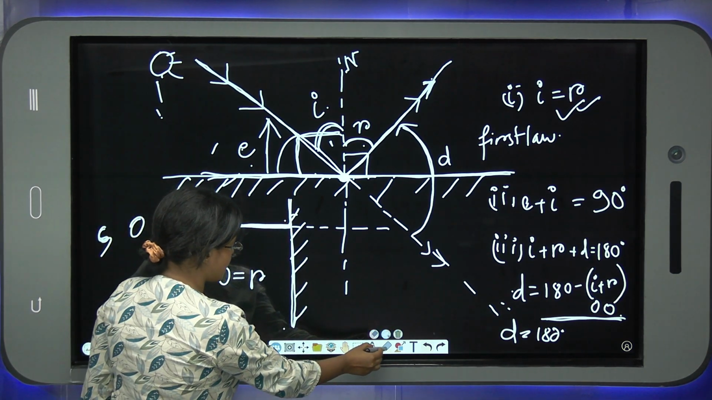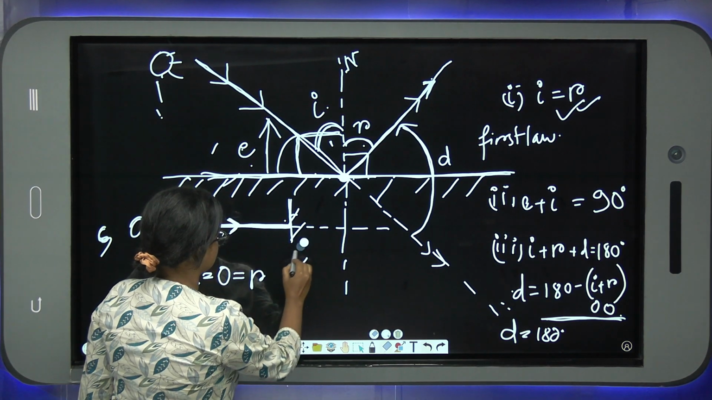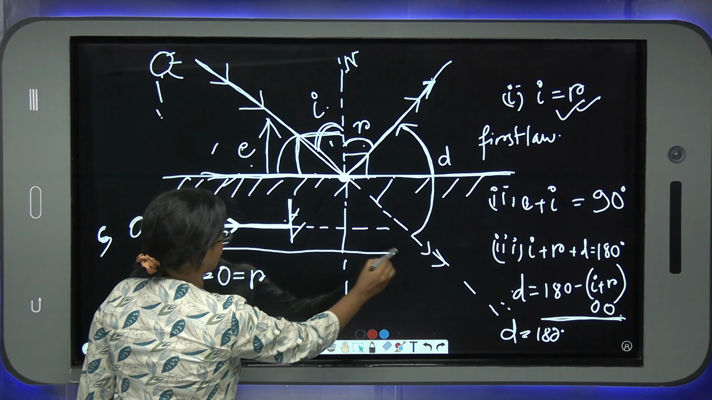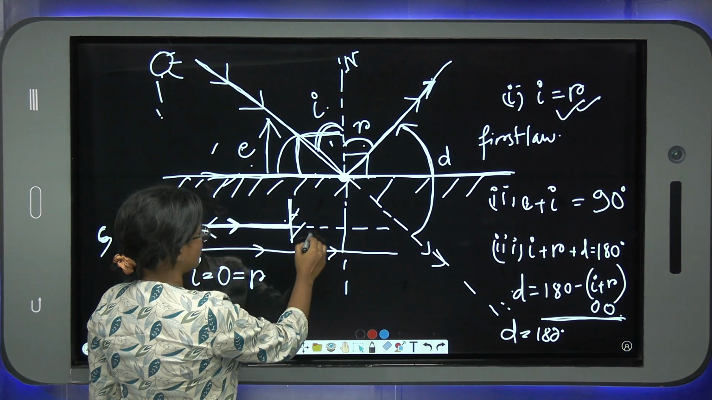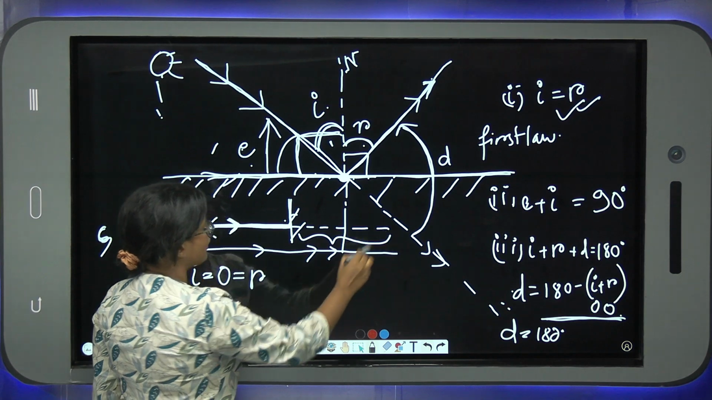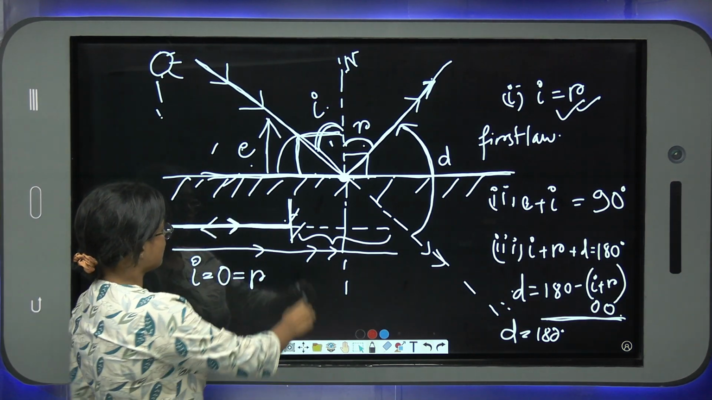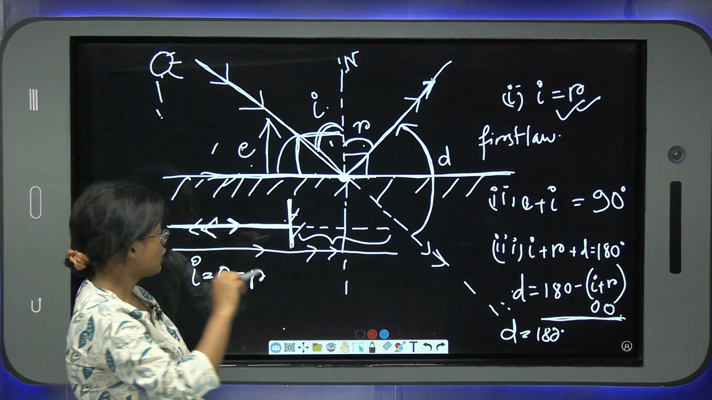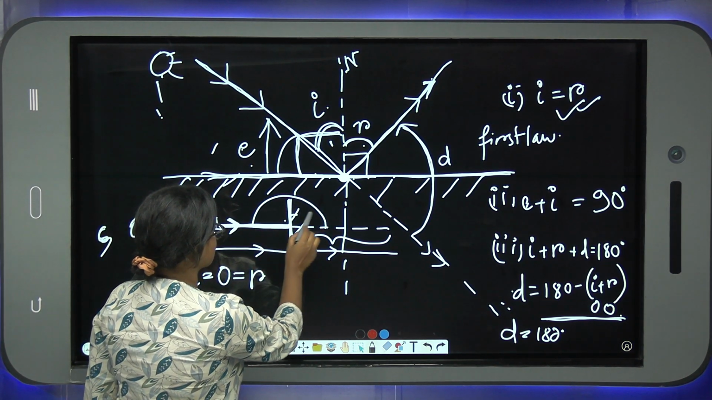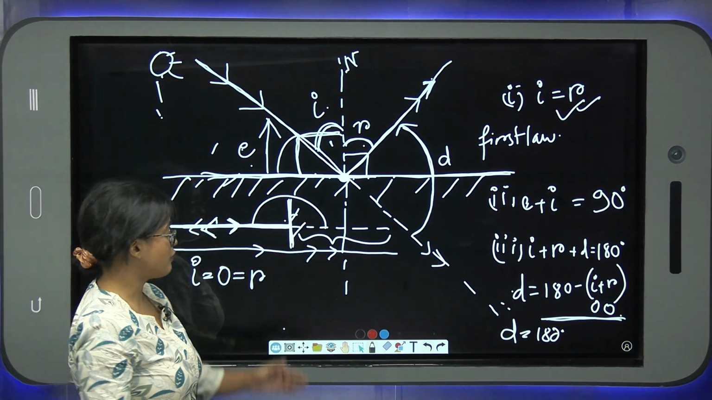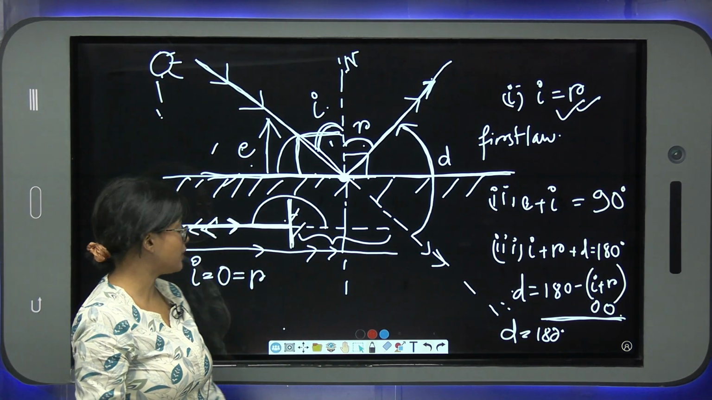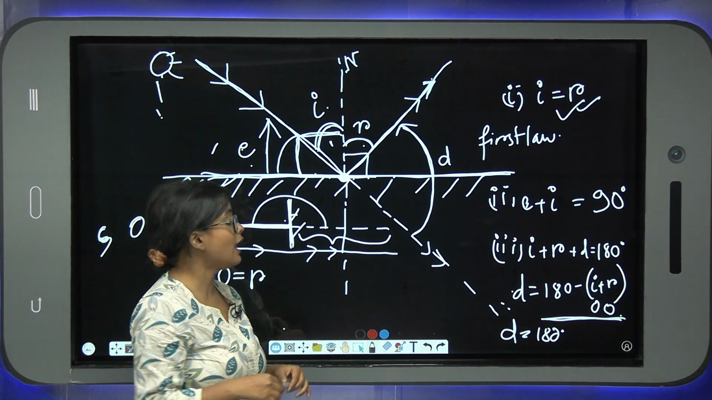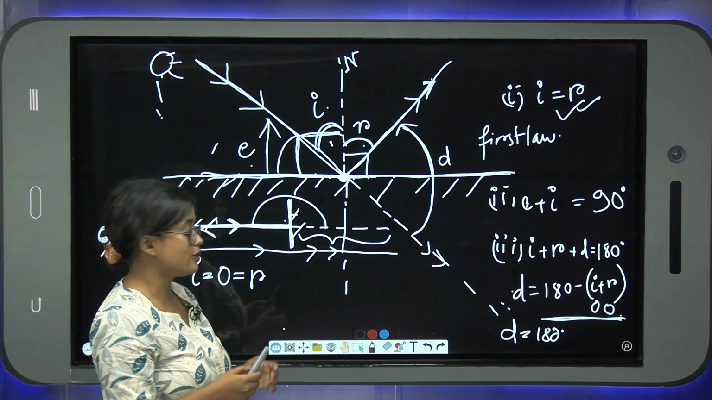Suppose this mirror is not present. In this case what would happen? The light will travel like this. So this was the original path for the ray of light to travel, but due to the presence of the mirror here, it gets reflected back in the same path. This is our angle of deviation, that is 180 degrees. So whenever light travels in a straight path through a mirror, our angle of deviation is 180 degrees, and the incident angle and the reflected angle both are 0 degrees.